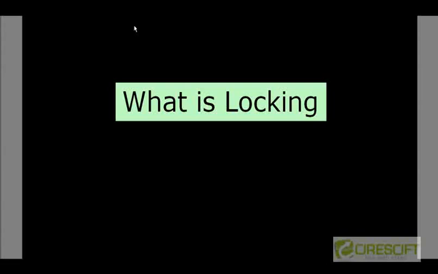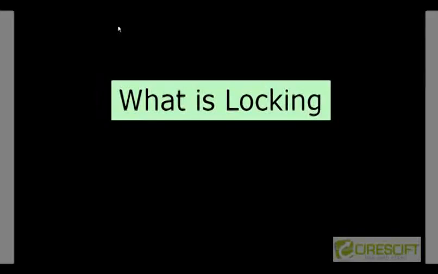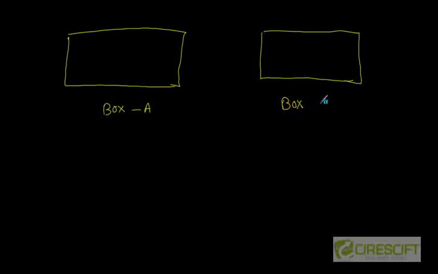In this tutorial, we're going to discuss a very basic concept about locking. Let's take an example where we have two boxes. Let's say this is called box A, and then we have another box called box B. In this box, there is a paper where I have written 100, and in this box there is a paper where I have written 200. All right.